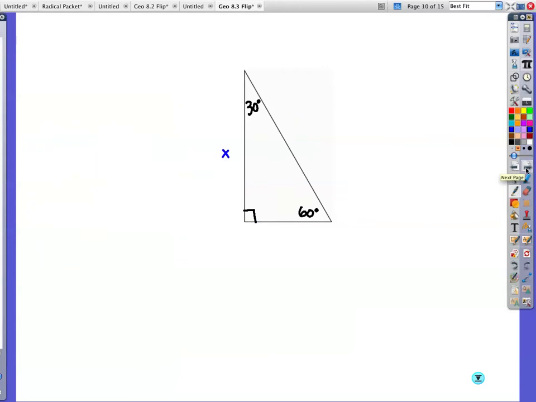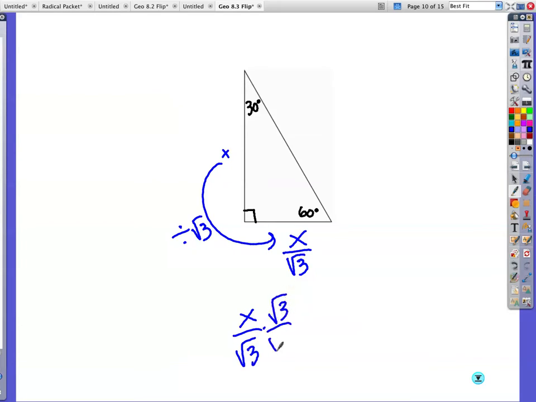So now, if I took the short side times square root 3 to get to my long leg, to come back around this way, I'm going to divide by square root 3. But wait, I can't leave my answer with a radical in the denominator. Oh no! So I have, oh, I should put my x first, x square root 3 over 3. Okay, so that's what, can I circle that, draw my arrow?